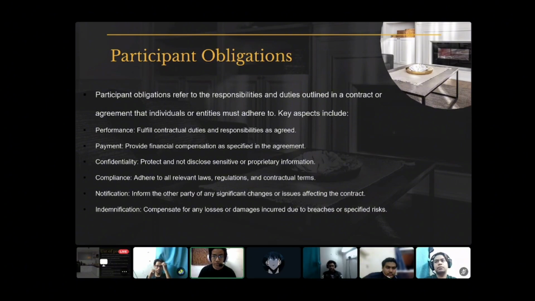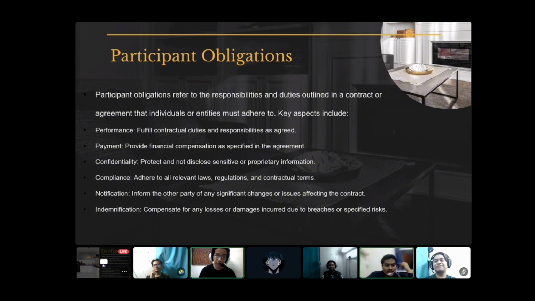Performance refers to fulfilling contractual duties and responsibilities as agreed. Payment, on the other hand, provides financial compensation as specified in the agreement. Confidentiality protects and does not disclose sensitive or proprietary information. And compliance means adhering to all relevant laws, regulations, and contractual terms.